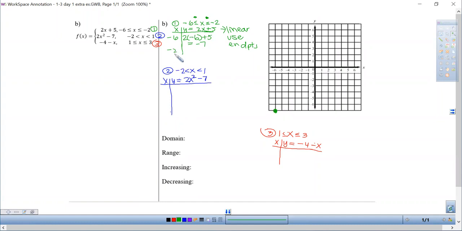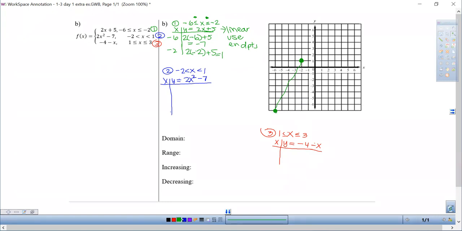And then I plug in -2 into my equation. So 2 times -2 is -4, plus 5 is +1. So I'm going to plot the point -2, +1. And again, it's filled in because that was equal to. This is a linear function. I know that because it's just x, not x squared, like in the second piece. So I can just connect those 2 points as a straight line. And so that is the first piece, the graph of 2x plus 5 between -6 and -2.